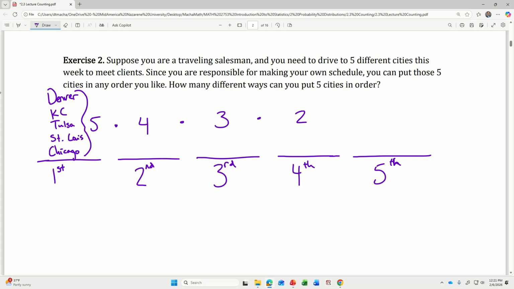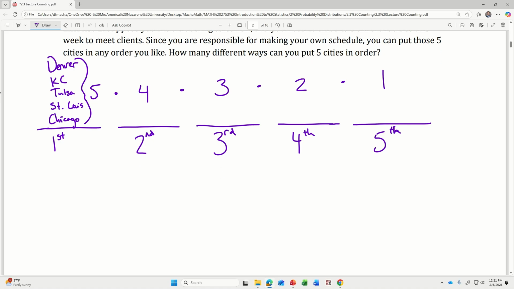Now, after I've traveled to 4 cities, I don't get a choice in where my 5th city is going to be. So once again, I have a decision tree, but this time the number of options available to me at each choice are going down. And so the correct answer is 5 times 4 times 3 times 2 times 1, which is 120. So I've got 120 different ways where I could reorder the cities that I visit.